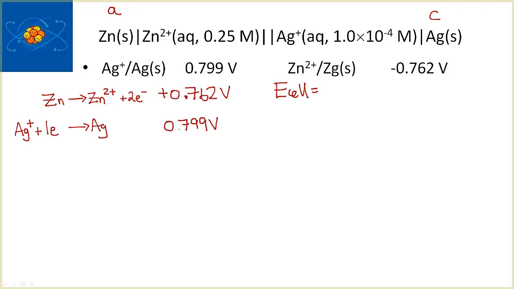is equal to E anode minus E cathode. If you flip the reactions and change the signs, then you don't use this equation. That will completely give you the wrong answer. So now what you do is you simply add those two half cell potentials up, and you come up with 1.541 volts.